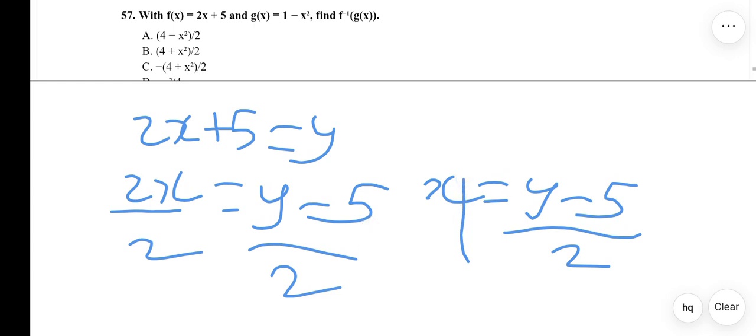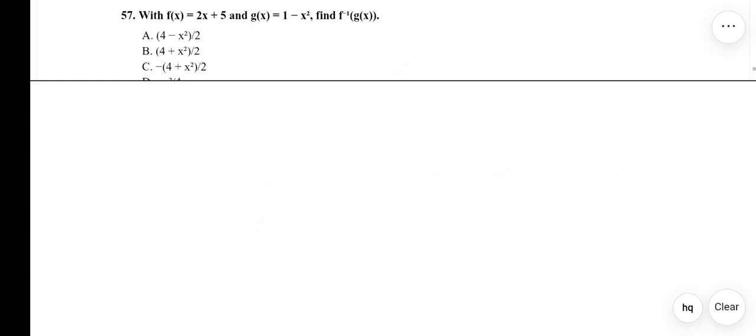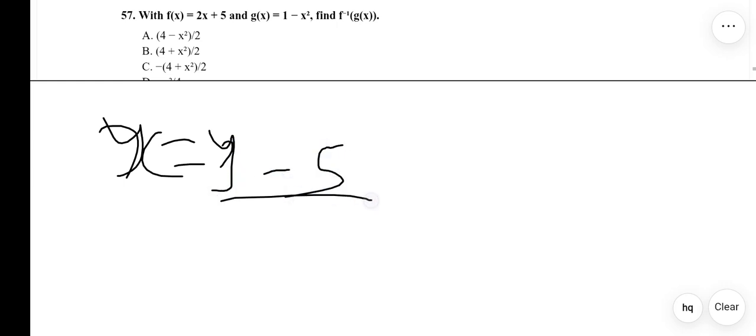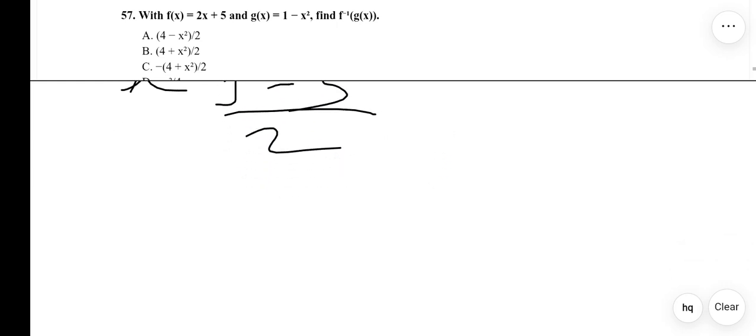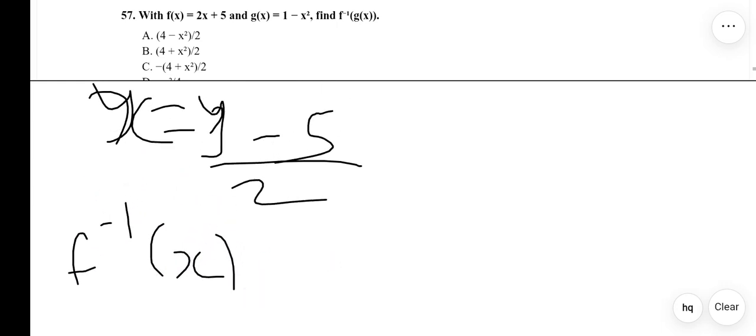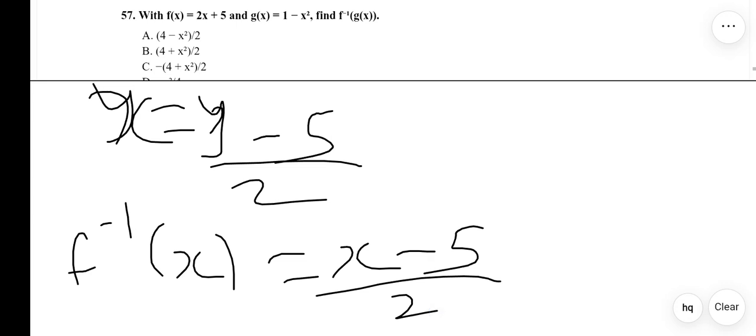Remember my inverse of function. So since my x is y minus 5 all over 2, let me write that. My x is y minus 5 all over 2. So that means that if I want to find my inverse function, which is f inverse of x, I'll just have to change my x to y and my y to x. So this y will change to x minus 5 all over 2. So this is my inverse of f, this is f inverse of x.